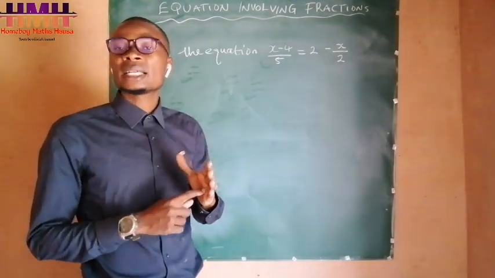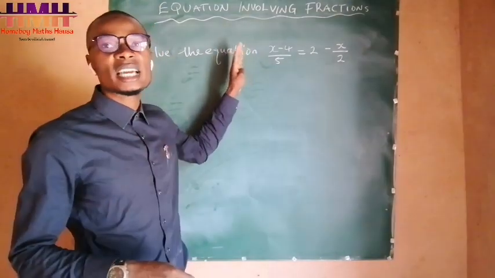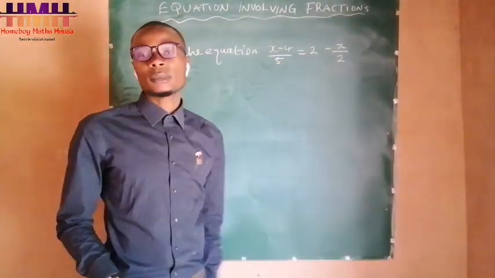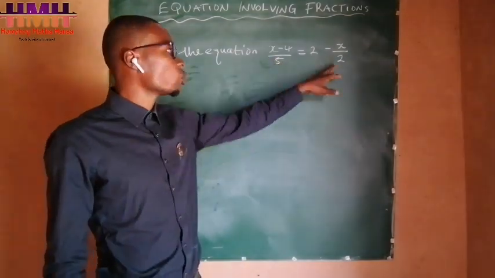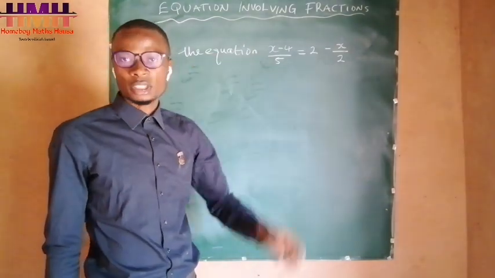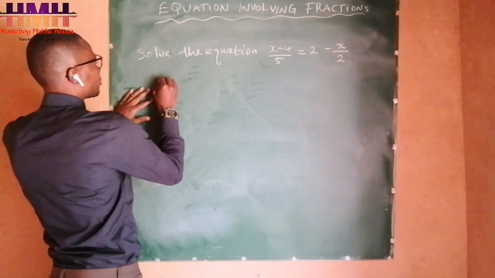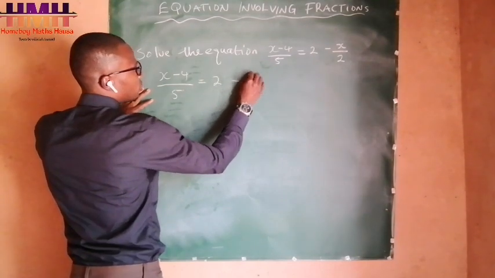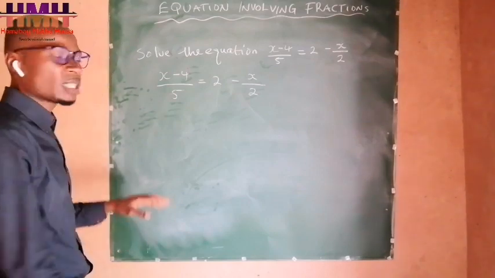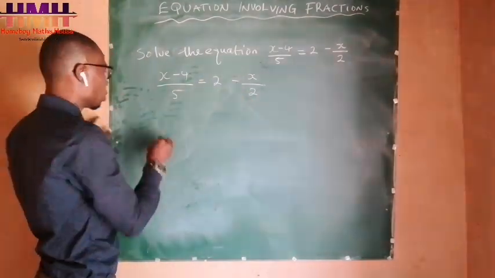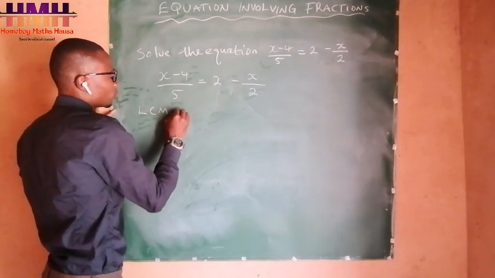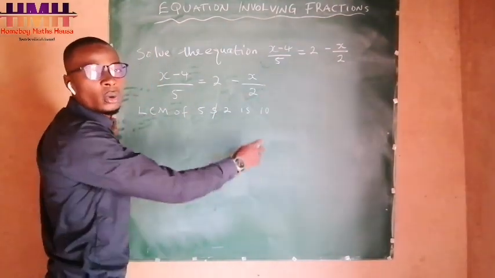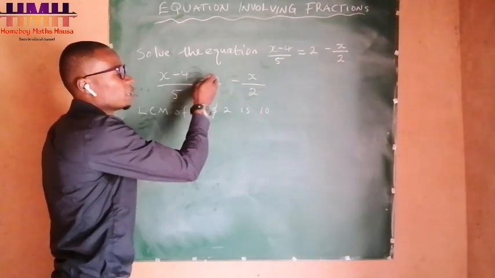This 10, we will use it by multiplying each term of the equation. We have 3 terms in this equation, this term, this term and this term. So this LCM that we got for 5 and 2, we multiply it with each term in the equation. As I told you, we have (x minus 4) all over 5 equals (2 minus x) all over 2. We find the LCM of 5 and 2, which is 10.